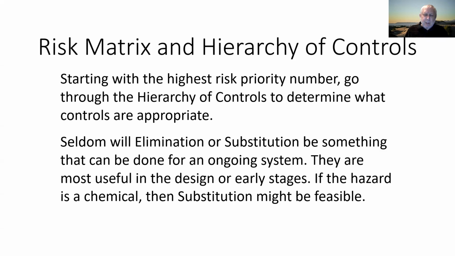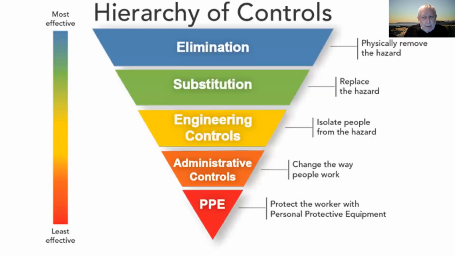Seldom will elimination or substitution be something that can be done for an ongoing system. They're most useful in the early design stage, or when something's being completely redone. If the hazard is a chemical, then substitution might be feasible, because that's usually the easiest thing to substitute for. So there's your hierarchy of controls. You've seen it many times, and guess what? You're going to see it many times more in your career and in this class.